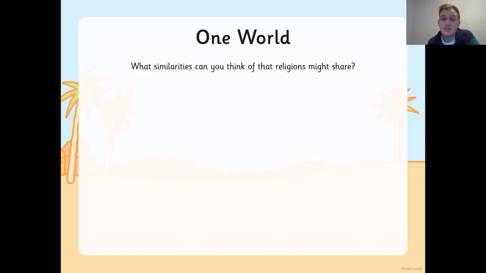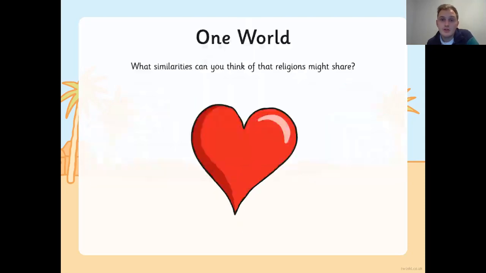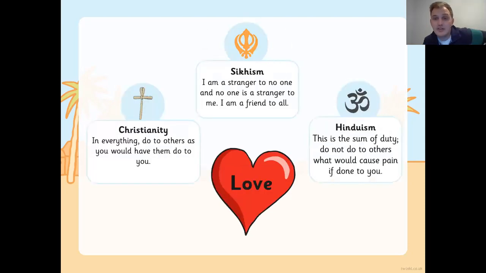So like I said before, some of the teachings might be very similar. So there's a lot about love in all of the religions. So Christianity, in everything, do to others as you would have them do to you. So it's all about treating people how you want to be treated. And I think that's a really nice message, whether you're a Christian or not. Sikhism, I am a stranger to no one, and no one is a stranger to me. I'm a friend to all. And again, that is so lovely to think at school that everyone could be your friend.